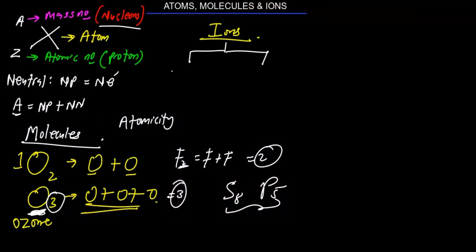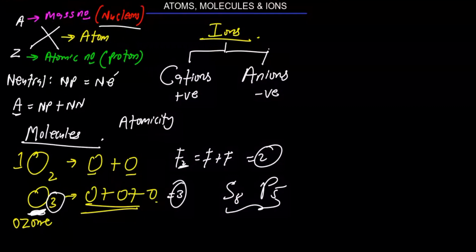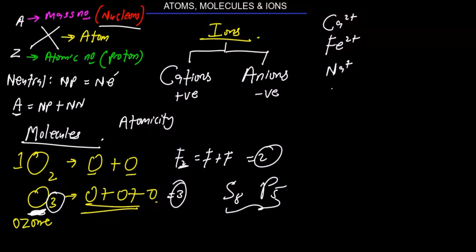We have the positive ions, which are called the cations, and we have the negative ions, which are called the anions. These are the positive and these are the negative. Let me give you examples of cations. We have Ca2+, Fe2+. Are we together? We have many of them. Na+, K+, Cr3+, and so on like that. Also, we can have something like this, NH4+. All these are cations.